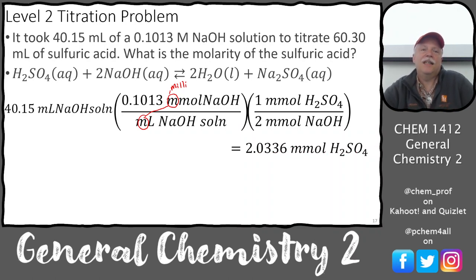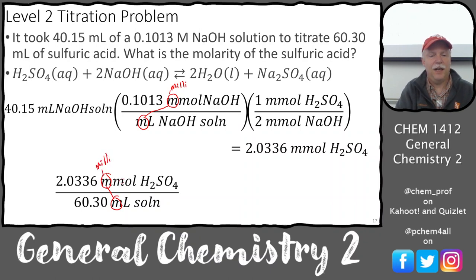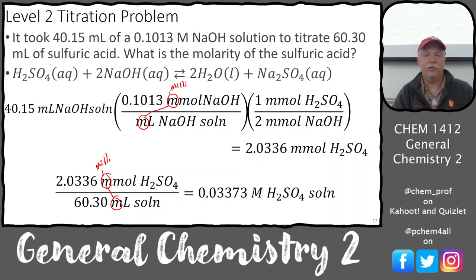Now, the reason I like that is because I've got milliliters in my problem, 60.30. And again, the milli here and the milli there cancel each other out. And then I have moles per liter, which is molarity. And so I can save time by not doing all the divide by 1,000 and so on. And so I end up with 0.03373 molar sulfuric acid solution.